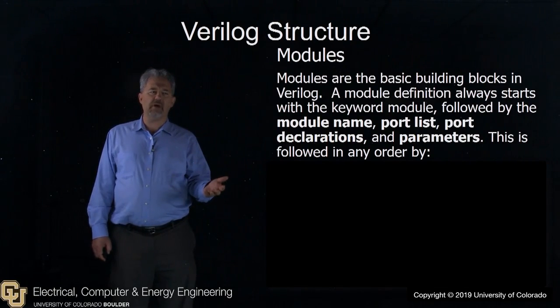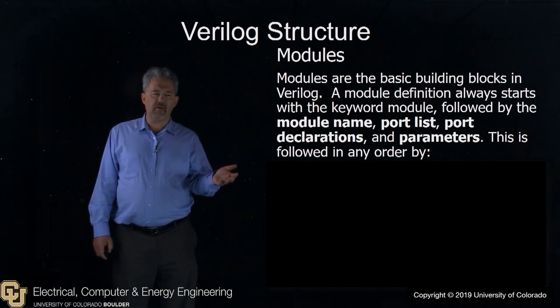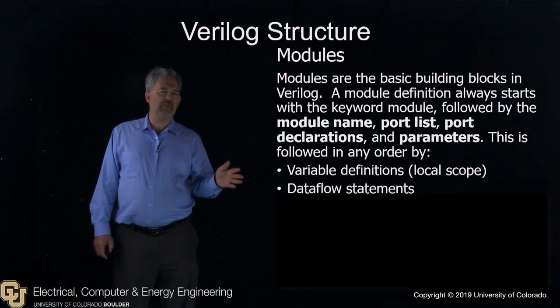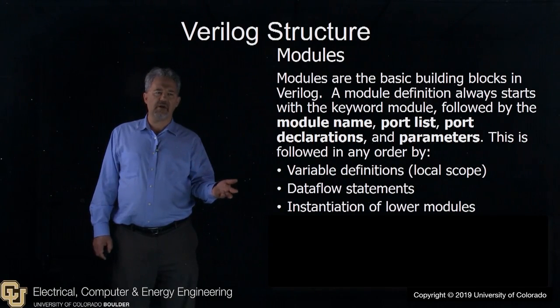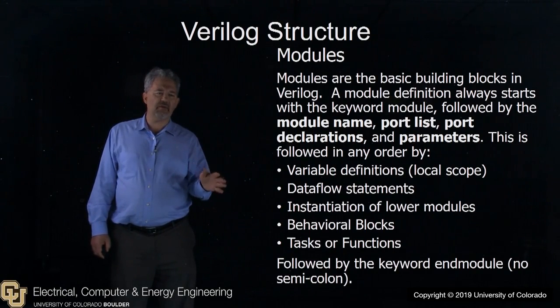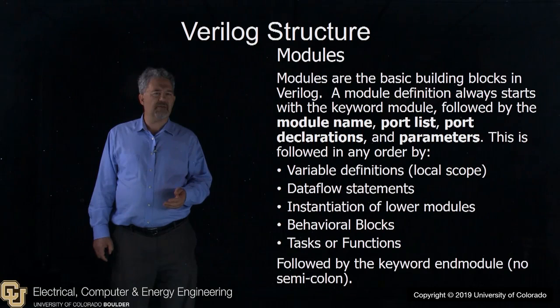Modules are the basic building blocks in Verilog. A module definition always starts with the keyword module, followed by the module name, the port list, port declarations, and parameters. This is followed in any order by variable definitions, which have local scope, data flow statements, continuous assignment statements, instantiation of lower modules, behavioral blocks, and tasks or functions. And then at the end, there's always going to be the keyword endmodule, which isn't going to have a semicolon after it, like you might see in VHDL. Here you're going to leave that off.